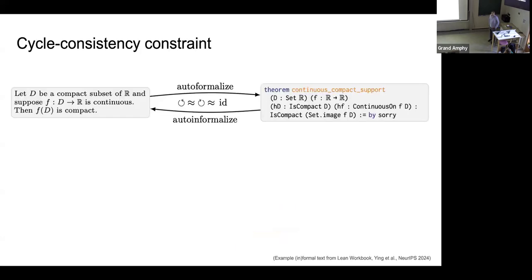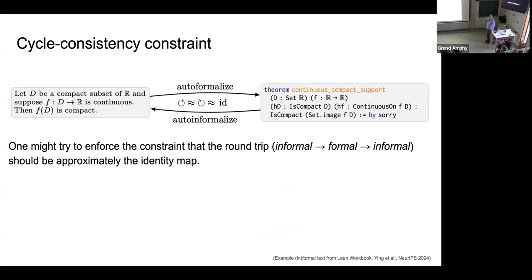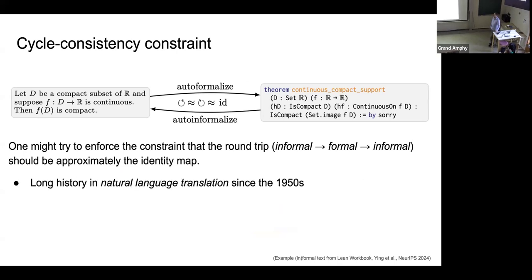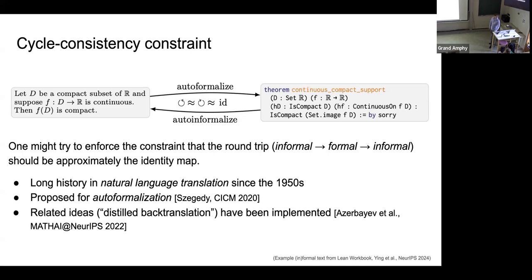And this led us to the idea of cycle consistency. If we have an informal and a formal statement, then if we go from informal to formal, and back to informal, this should roughly be the identity. I think there was a similar idea in, and this has actually been used in natural language translation for a long time, since the 1950s. It has also been proposed as a technique for auto-formalization, and related ideas, such as back translation, have been implemented.